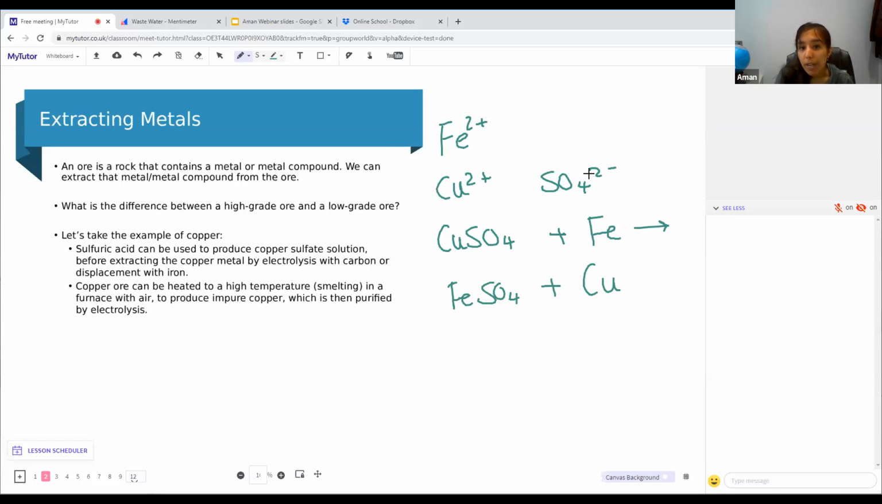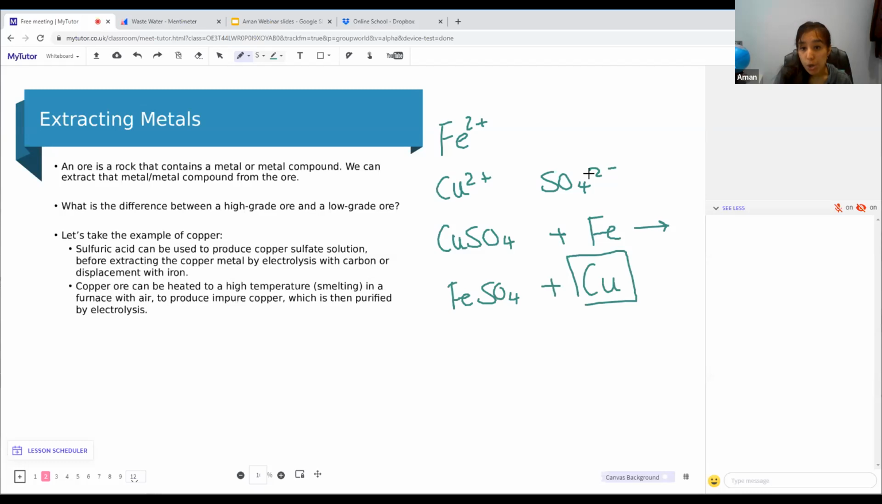So that's one way we can extract copper from copper sulfate, but it tends to be that this copper will be impure, so we tend to undergo electrolysis, which I'll show you in a second. If you also remember last week, we looked at the ionic reaction that's occurring, so writing an ionic equation.